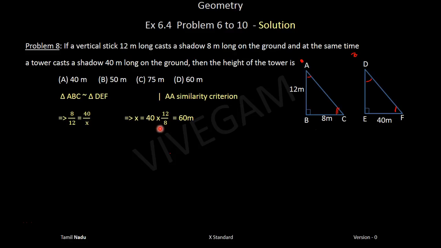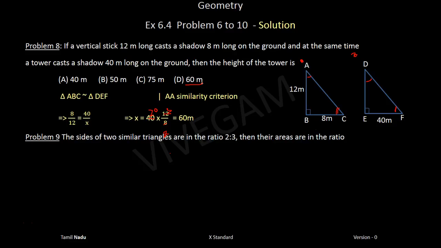Am I right? 4 will go 2 times and 4 will go 3 times here, and 2 will go 20 times, so 3 times 20 is 60. So this is the simplification. The answer is 60 meters. The height of the building is 60 meters, option D.